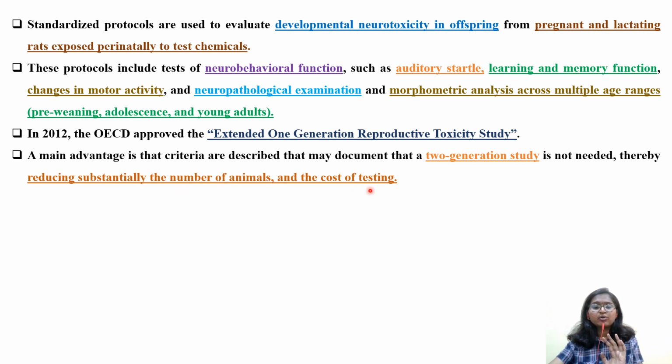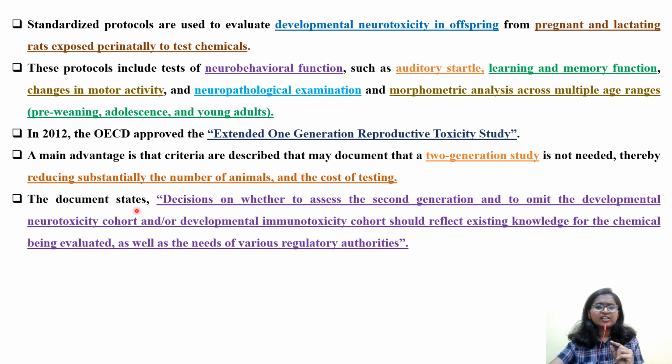So this is again very important, that as per the animal ethics committee, you can reduce the number of animals by decreasing this particular study also. Okay, this document states that the decision whether to assess the second generation and to omit the developmental neurotoxicity cohort or developmental immunotoxicity cohort should reflect existing knowledge for the chemical being evaluated, as well as the needs of various regulatory authorities. Before performing any study, look for the literature available on the existing chemical data, it is saying. Okay, so you read in detail, because the video is becoming lengthy.